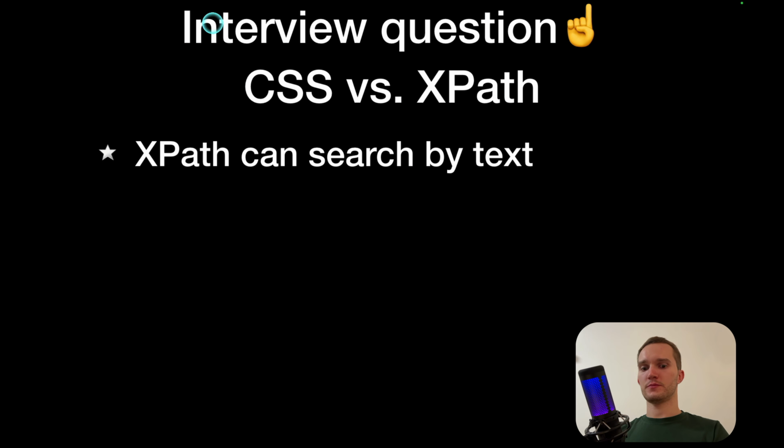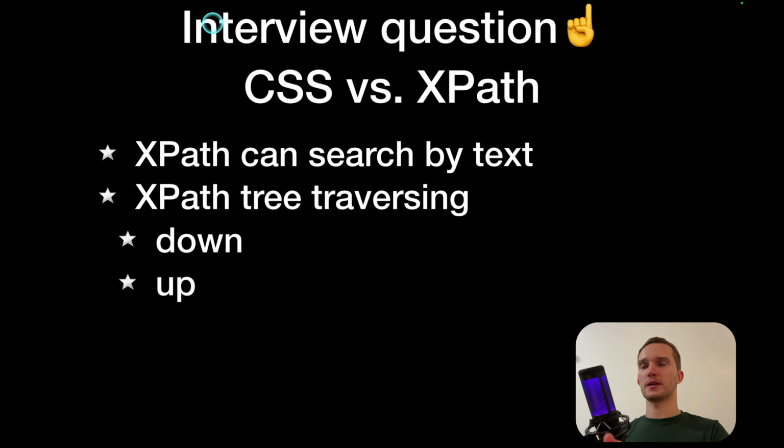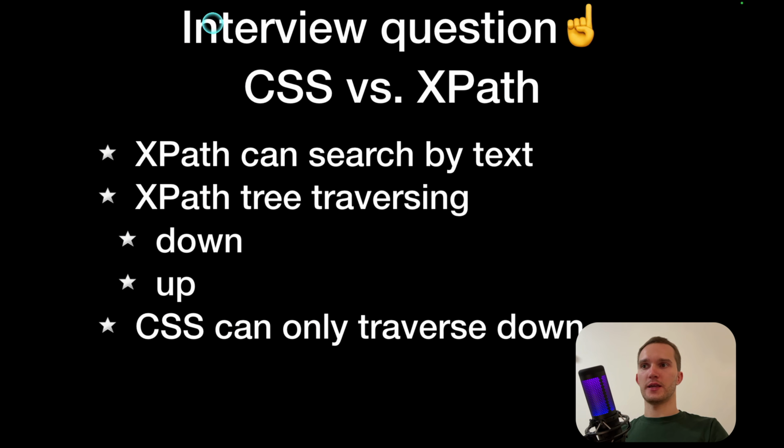Then, secondly, in XPath, you can do the tree traversing up and down. That's what I showed you with 2 dots, right? 2 dots means we are going up. In CSS, you cannot do this. No way you can do this. And this is what I wrote: CSS can only traverse down.